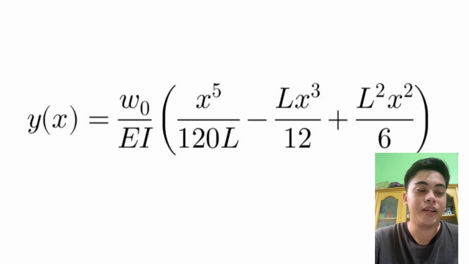Finally, the equation of the elastic curve is y(x) equals W sub 0 over EI times x to the fifth over 120L minus Lx cubed over 12 plus L squared x squared over 6. This equation represents the deflection of the cantilever beam subjected to a triangular distributed load.